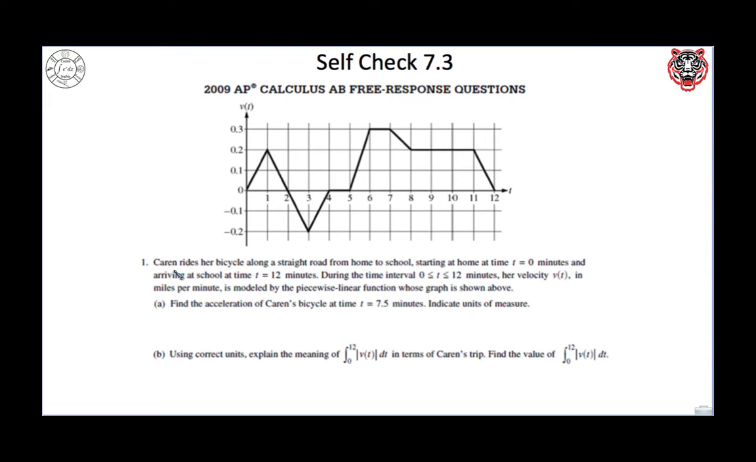All right, so we have Karen. I always want to say Kaylin when I'm reading this problem. Kaylin is riding her bicycle on a straight road home from school.